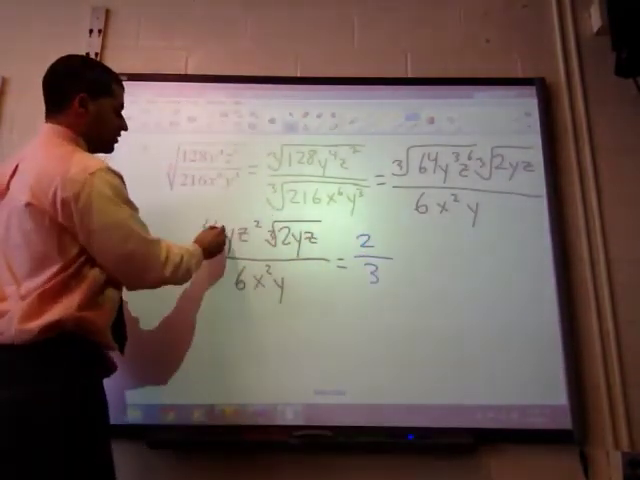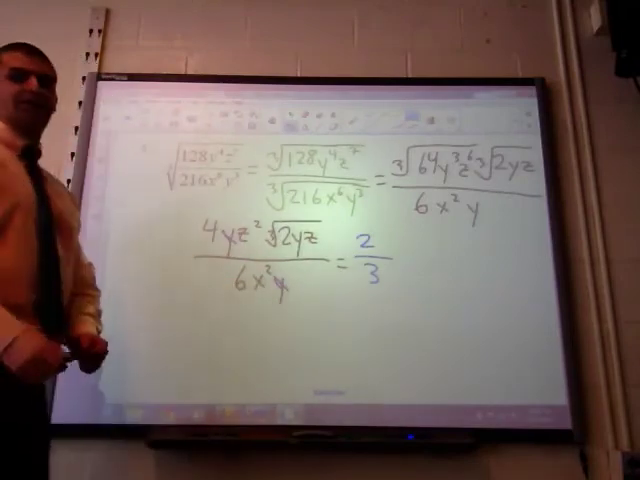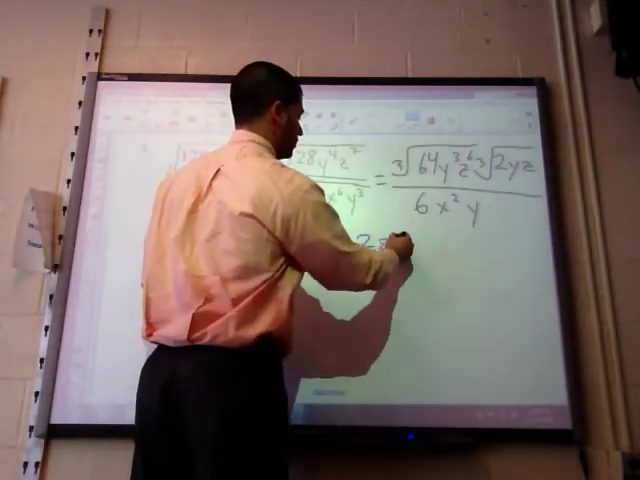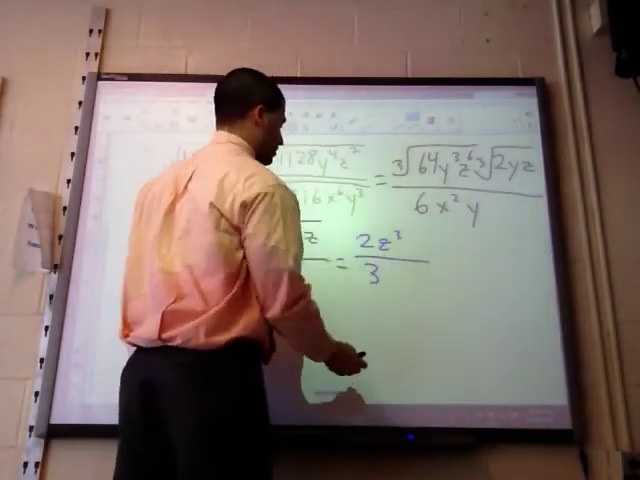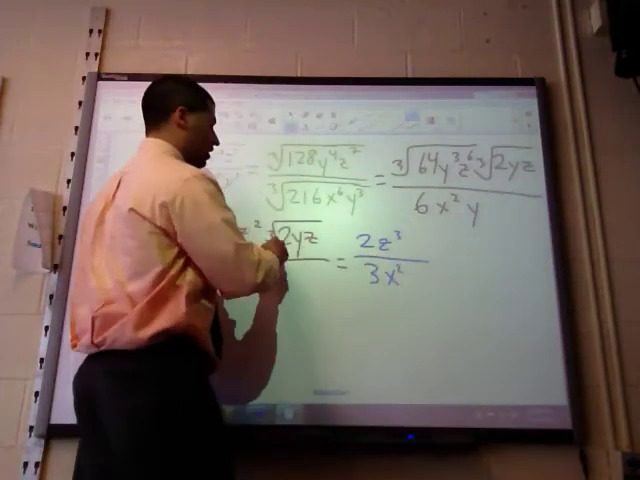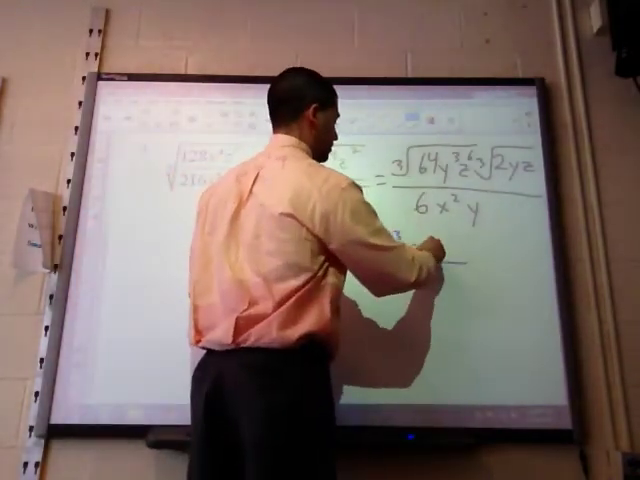Y over y, if we use our quotient rule, those would cancel out. So those don't exist anymore. They've canceled to 1. So it's z to the 3rd on the top, and then x squared on the bottom because there's nothing to combine those with. And we leave the cube root that we had from before.